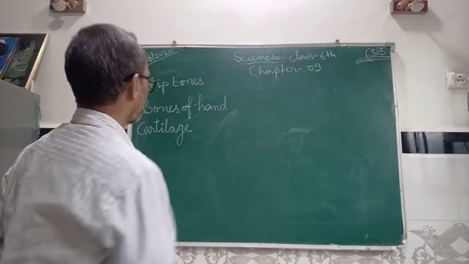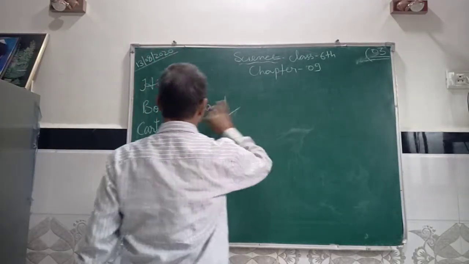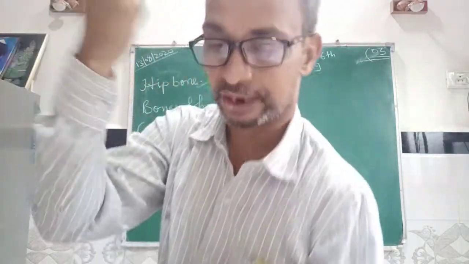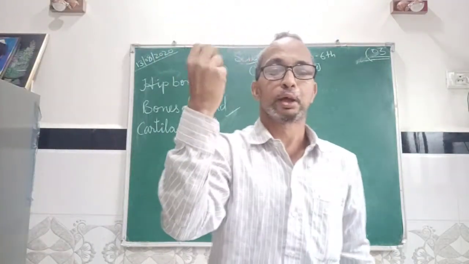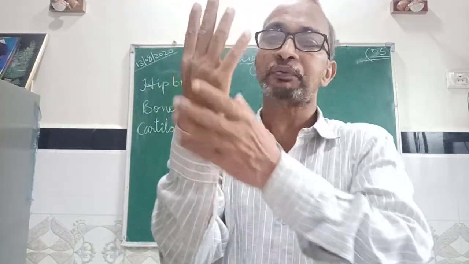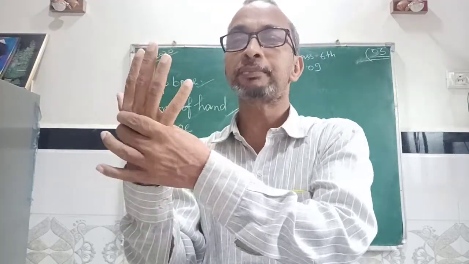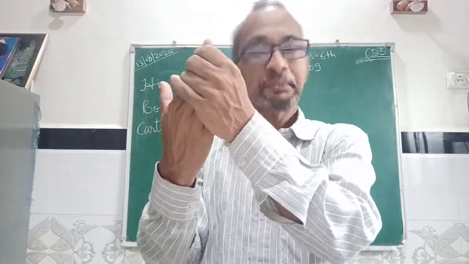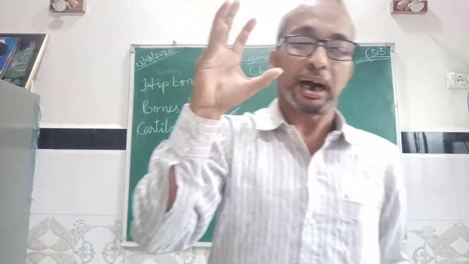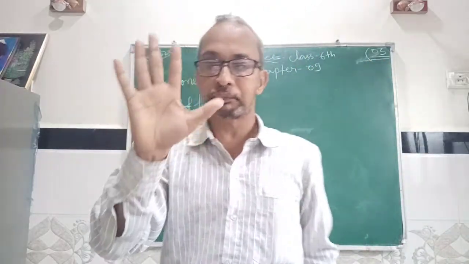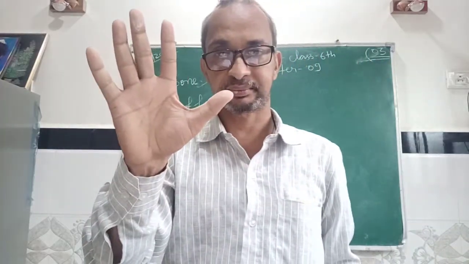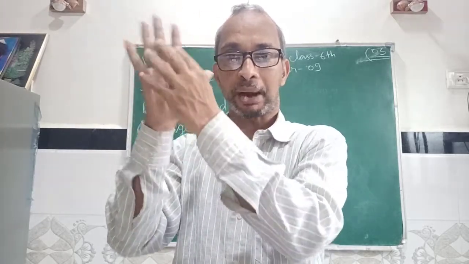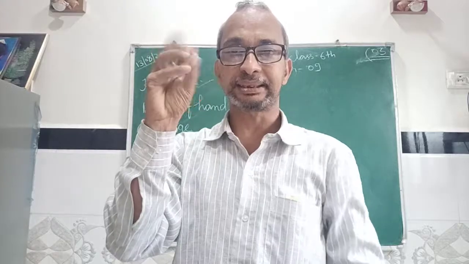And after hip bones, bones of the hand. It is your hand. Our hand is made up of three parts: wrist, palm and fingers. This is the wrist, the palm, and these fingers.